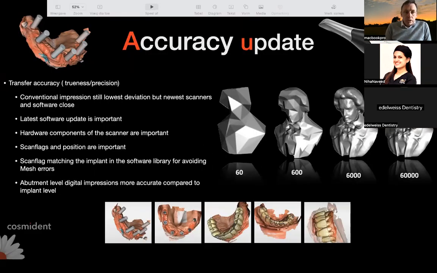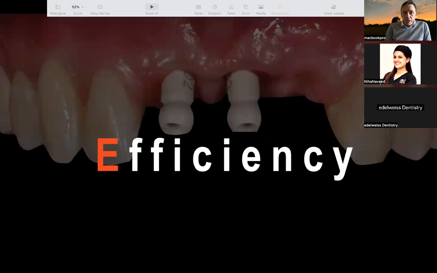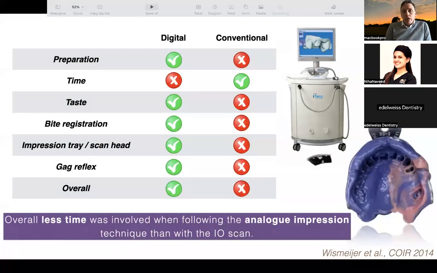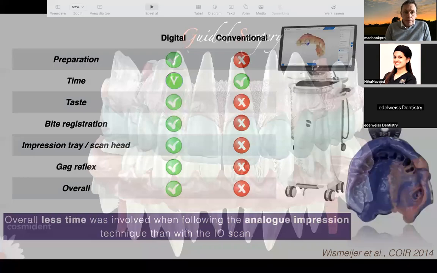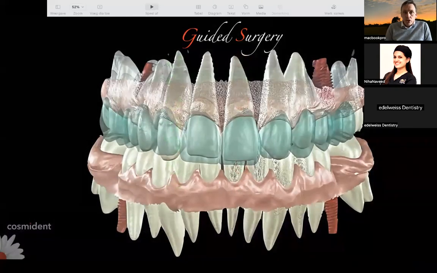And then last of all, abutment level digital impressions are more accurate compared to implant level. Okay. How efficient are the scanners nowadays? Before we would say that digital dentistry is much better for everything except for time, because it was time consuming. Nowadays, it's not anymore. And nowadays, you don't need anymore to go for the analog or the conventional impression if you want.